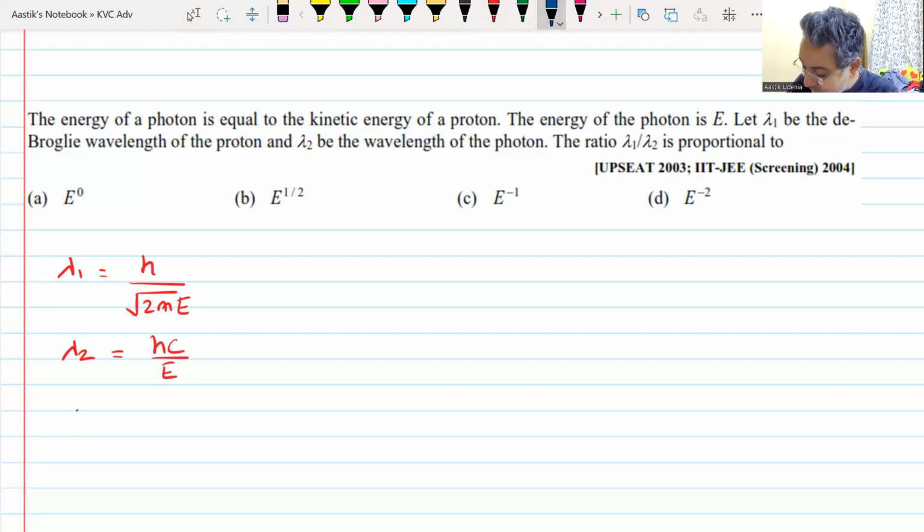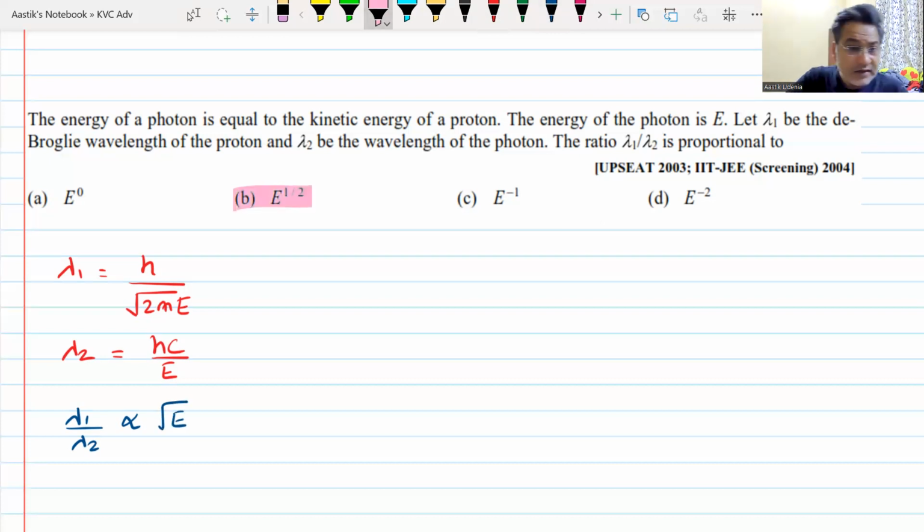From here, you can straight away find out lambda 2 by lambda 1. If you find the ratio, lambda 2 by lambda 1. Sir, lambda 1 by 2. Oh, sorry, lambda 1 by lambda 2. You will get lambda 1 by lambda 2 proportional to root E, the rest of them are all constants. So you will find that it is proportional to root over E by 2, and that is the answer that we are looking at. Do we understand this? Yes, sir.